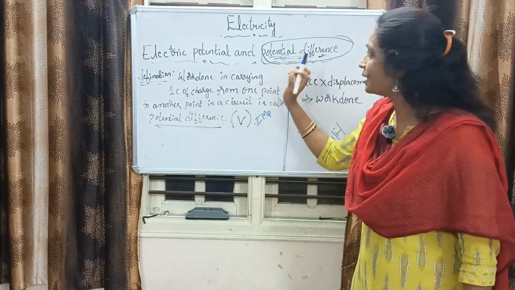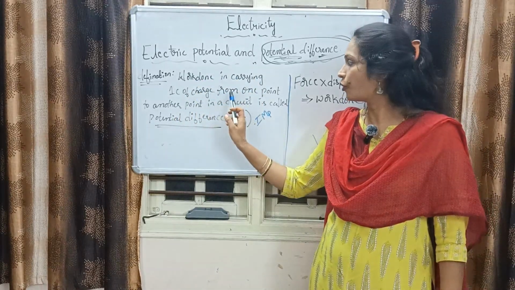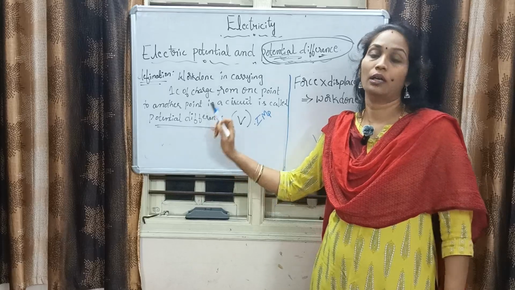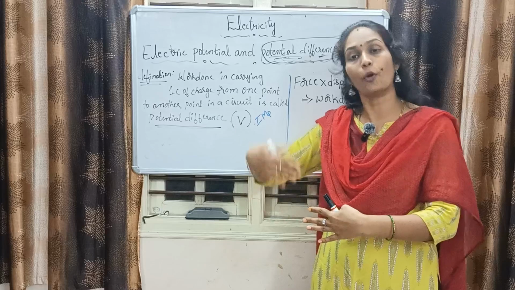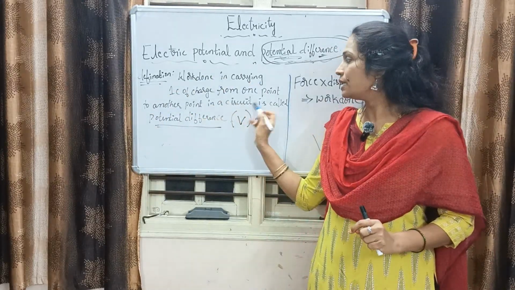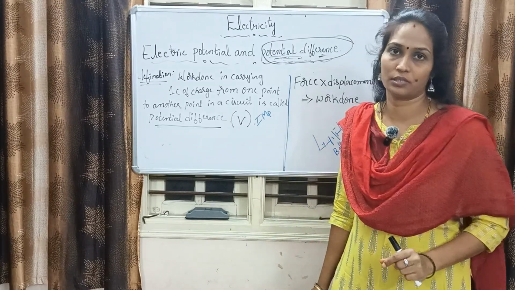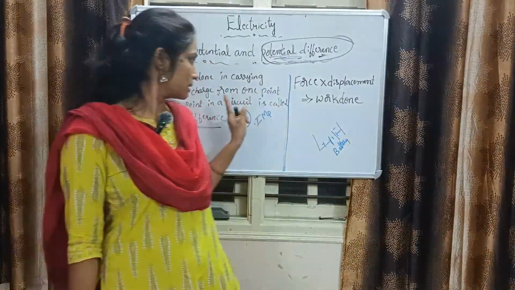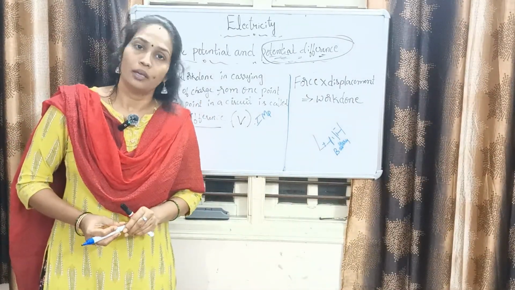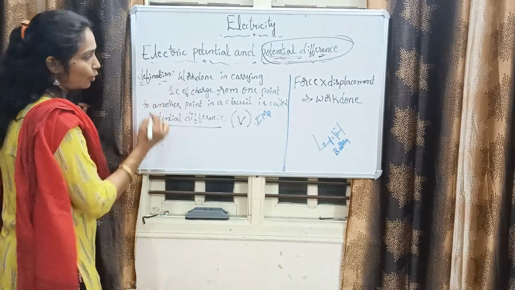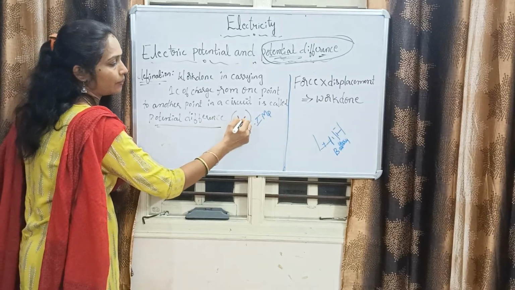Got it? So what is the definition, guys? Work done in carrying 1 coulomb of charge from one point to another point. How much work is going to be done in moving 1 coulomb of charge from one point to another in a given circuit is called the potential difference. Please note this down. This is your NCERT textbook definition, and definitely you will get such a question in your 10th board exam.